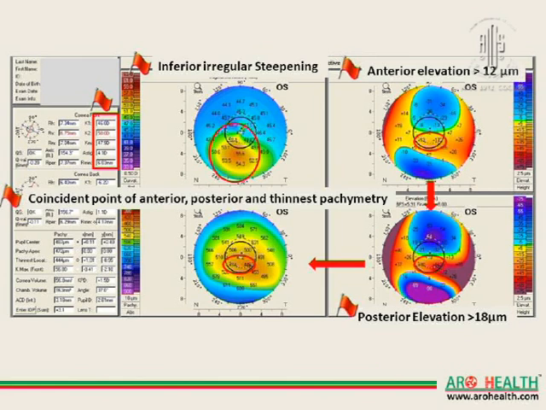more than 45, 46. Then you will have inferior irregular steepening. When you look at the anterior elevation, you will have some points which will be more than 12 microns. This should raise a suspicion that we are dealing with some diseased cornea. The posterior elevation, which is the most important part, would be more than 18. The range is between 18 and 22 depending on the ethnicity. And you'll have a thinnest corneal thickness which would be around 500 or less than 500, and all these points would be coinciding with the thinnest pachymetry point.